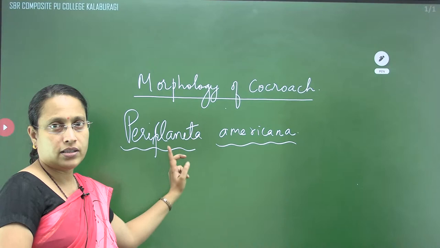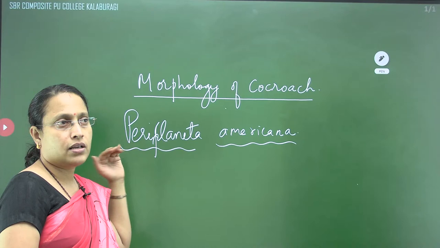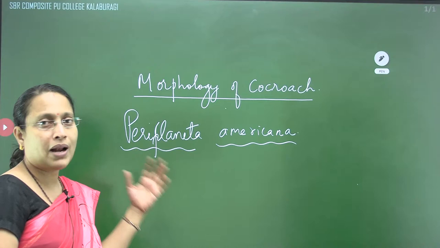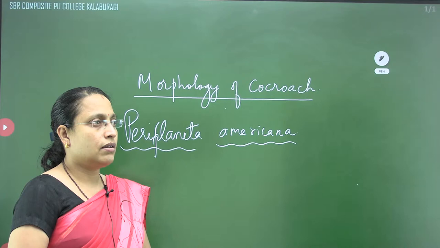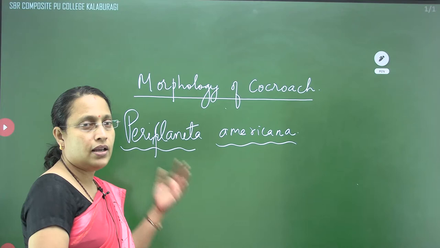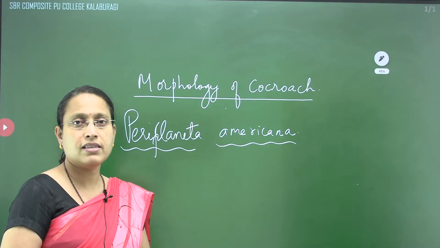Originally it was more confined to USA, but now it has spread all around the world, even replacing native species like Blatta orientalis. In India, as well as in the oriental region, Blatta was a predominant species, but that was replaced by Periplaneta. So you can tell it is an example of alien species invasion. So this is the Periplaneta.